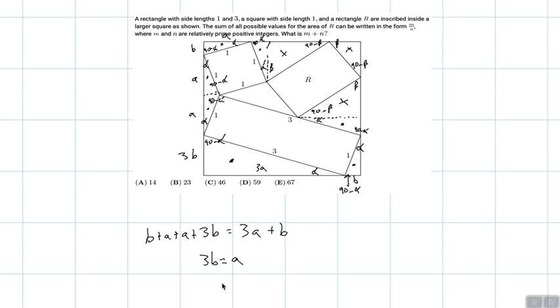And so from there, if we're solving for one of these right triangles, where the hypotenuse is 1, we have the a and the b, but a is actually equal to 3b, so we can write the following equation. So 3b squared plus b squared is equal to 1 squared. And solving this through, we get b squared is equal to 1 over 10. So b is equal to 1 over root 10.